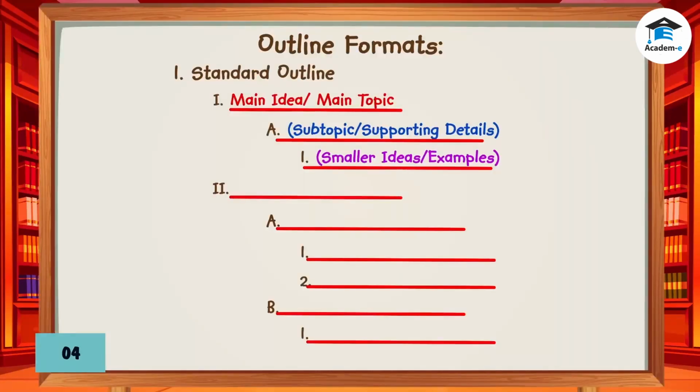There are two formats to follow when making an outline. First, the standard outline, where the main ideas are marked by Roman numerals, the supporting details are marked by capital or uppercase letters, and the smaller ideas or examples are marked by Arabic numbers. If there would be a need to show even more detailed examples, lowercase letters may be used to mark them. Do not forget to observe proper indentation for each part.